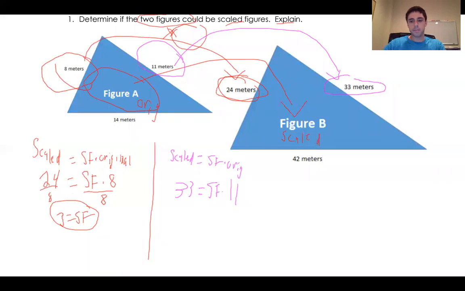Excellent job. Awesome job. We're going to divide both sides by 11. Excellent. Divide both sides by 11. And we're going to get 3 is our scale factor. 3 is going to be our scale factor. Awesome. So it looks like we're going to have the same scale factor for all of them.